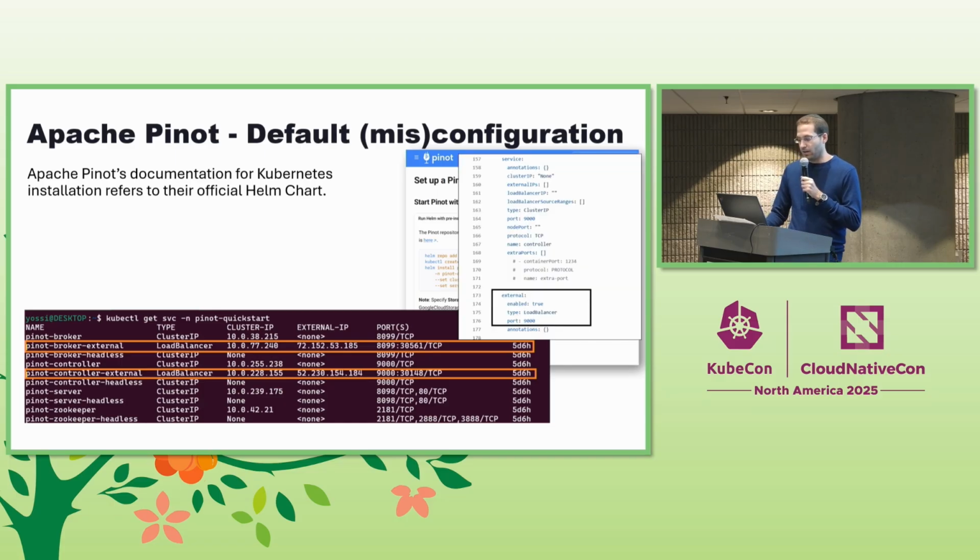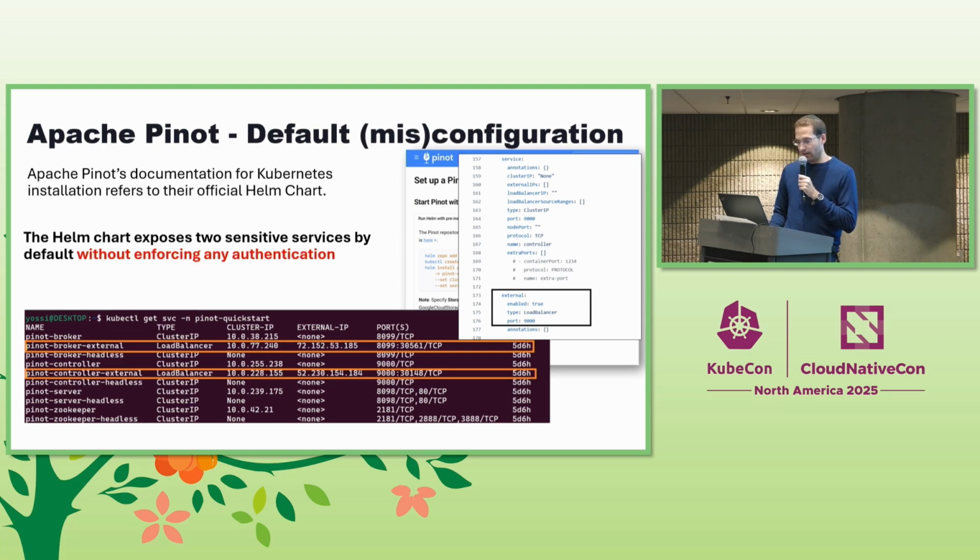That's the section from the Helm chart that is in charge of this exposure. And as you can see, if you don't explicitly disable it, the Helm chart will deploy a load balancer service. And the interesting part is that there are no default authentication mechanisms. So if you use the official Helm chart with default configuration and you don't override it, you simply open your data store to everyone on the internet.